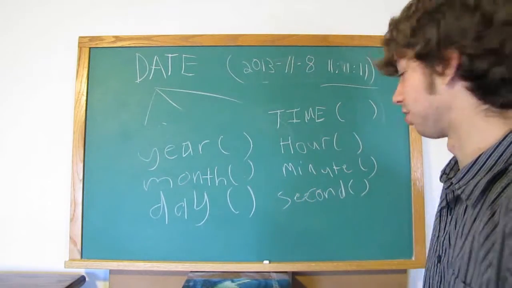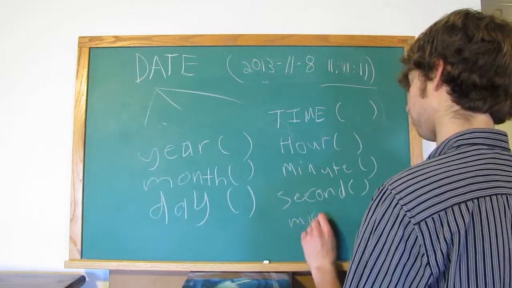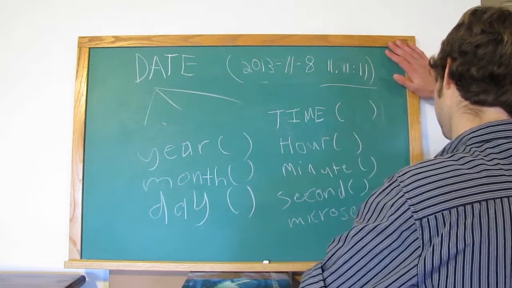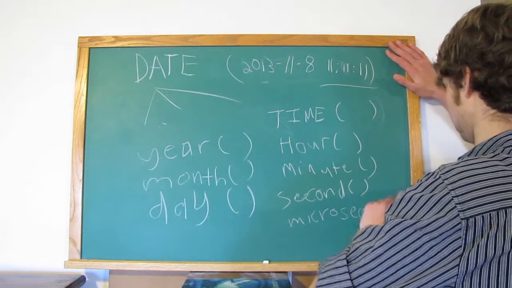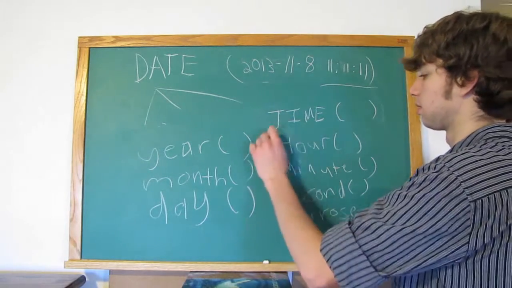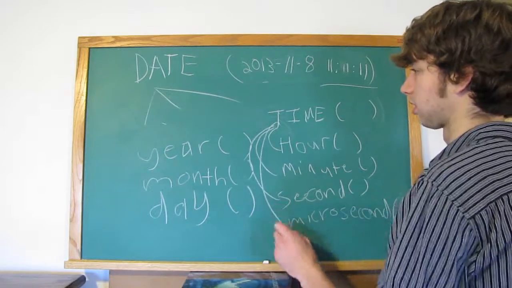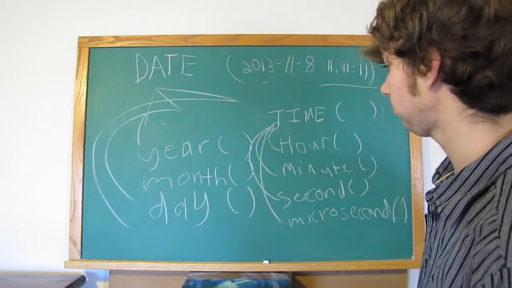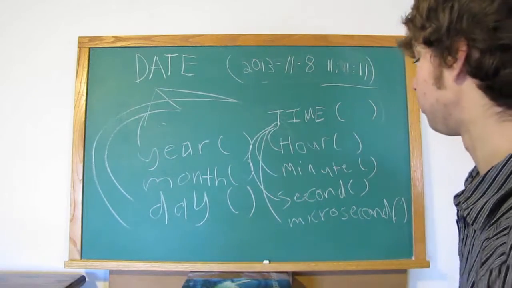And then you can also use microsecond. Bam. Microsecond. So basically, the time breaks up into these and the date breaks up into these. That looks horrible, but hopefully that makes sense.